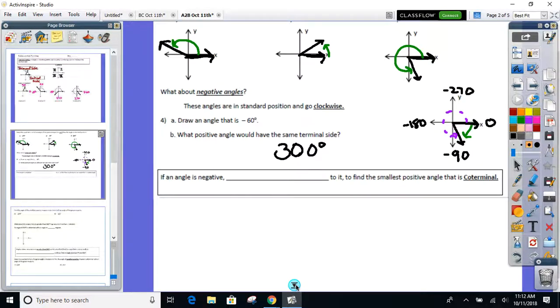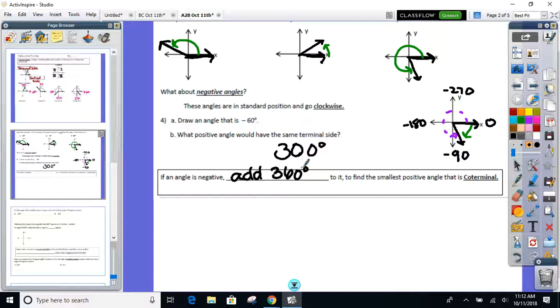Abe, I got to go back to you for this one. What did you do there? So if I give you any angle that's negative, what can you automatically do to it to find the positive angle that's coterminal with it? What did you do to negative 60? You added what? 360 to it, right? So anytime the angle's negative, add 360 to it. That will find an angle that's coterminal with it.